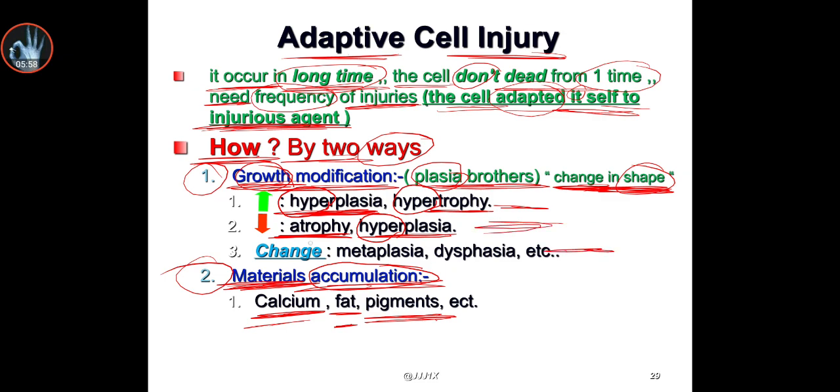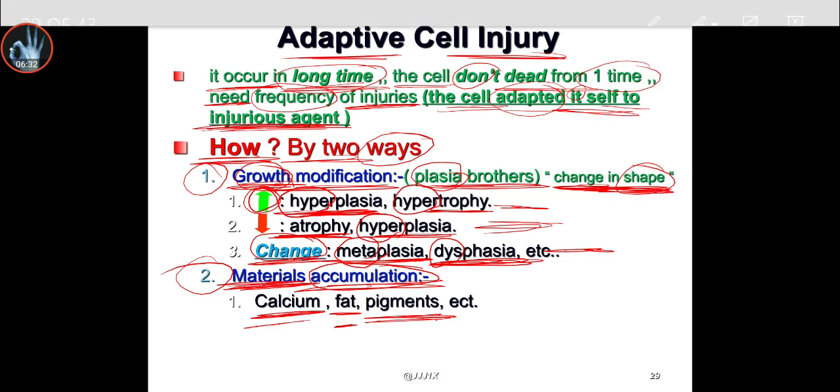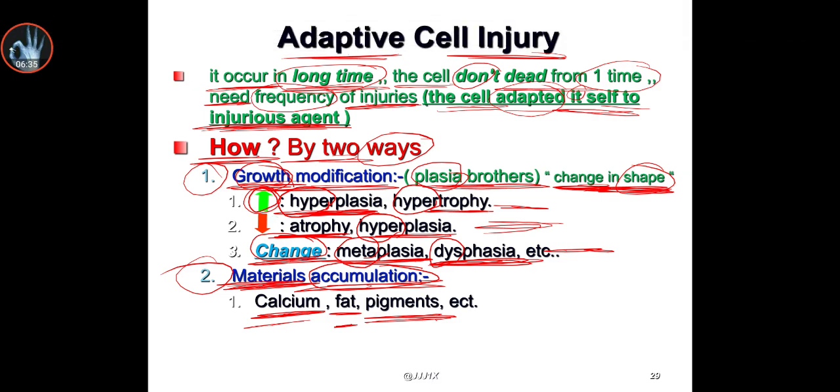The third line, we talked about the change. There is a change that happens to the cells, like for example metaplasia, and we talked about the definition of metaplasia, which is the change of one type of cell to another type of cell. Also there is something called dysplasia. We will know the definition of each one of these. So hyperplasia and hypertrophy, there is an increase in something, either in number or in size. We will talk about it. Atrophy is a decrease in number or in size.